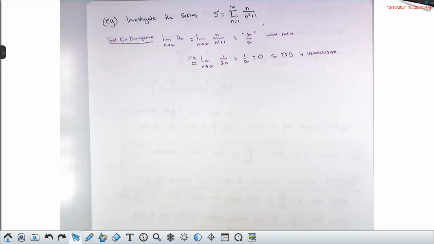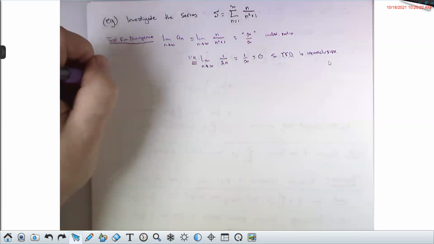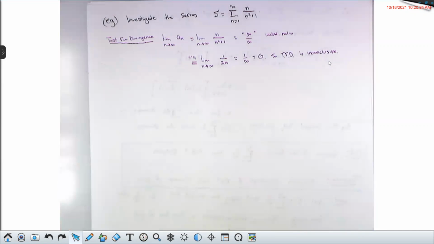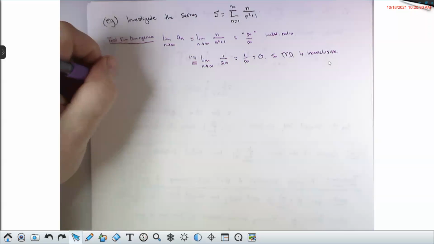I keep saying this because I really want to drive it home. Please remember that if the a_n's go to 0, the test for divergence is inconclusive. We don't learn anything. It does not mean that the series converges. This shows up as a true-false question every time on exam 2, and I catch like half the class on it every time. So please don't let that happen. The only other tool I have, since I can't factor n squared plus 1, so there's no way this could be a telescoping series, is the integral test.